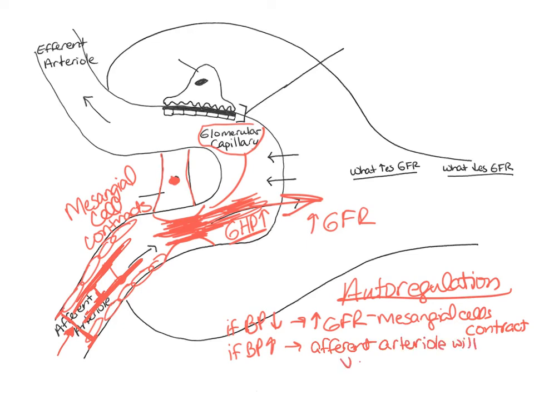will vasoconstrict. That narrows the lumen of that arteriole, less blood can come in, and if we have less blood coming in, the glomerular hydrostatic pressure will go down, and if the glomerular hydrostatic pressure goes down, that means that the glomerular filtration rate goes down. Not as much blood means not as much being filtered.